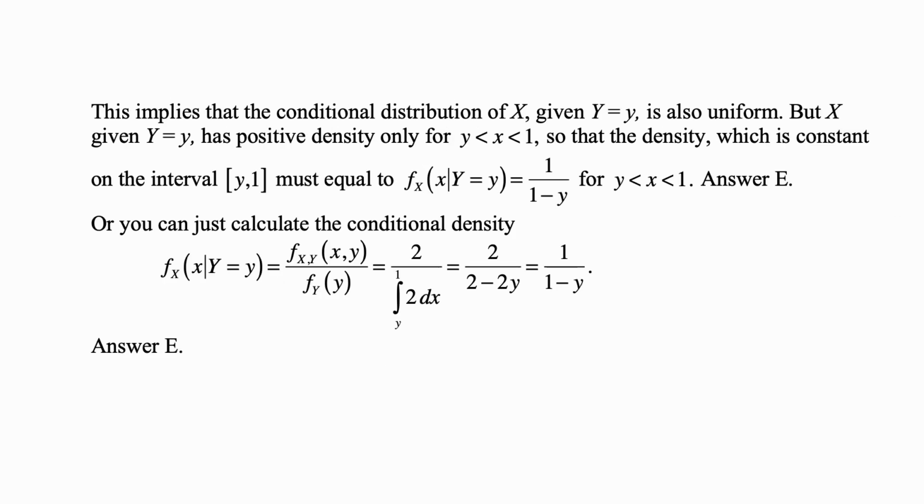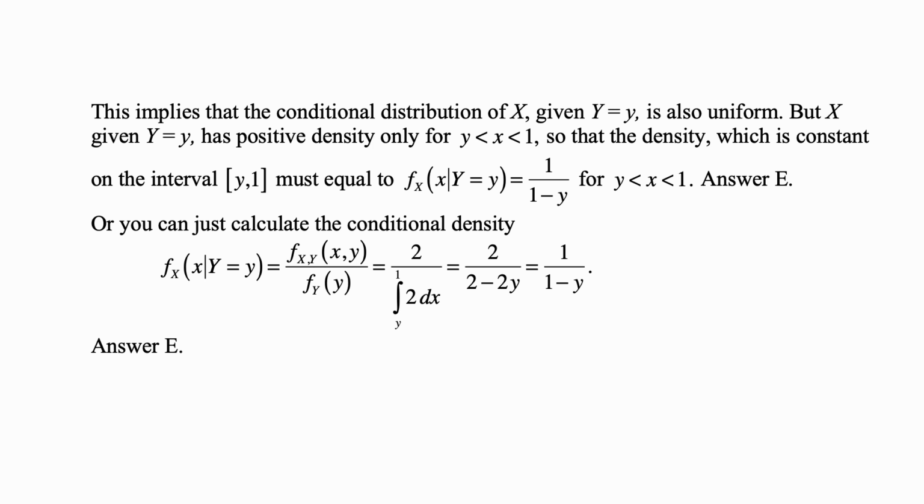This in turn implies that the conditional distribution of X given Y is equal to y is also uniform, but X given Y is equal to y has positive density only for y less than x less than 1, so that the density, which is constant on the interval from y to 1, must equal 1 over 1 minus y for x between y and 1, because it's uniform.